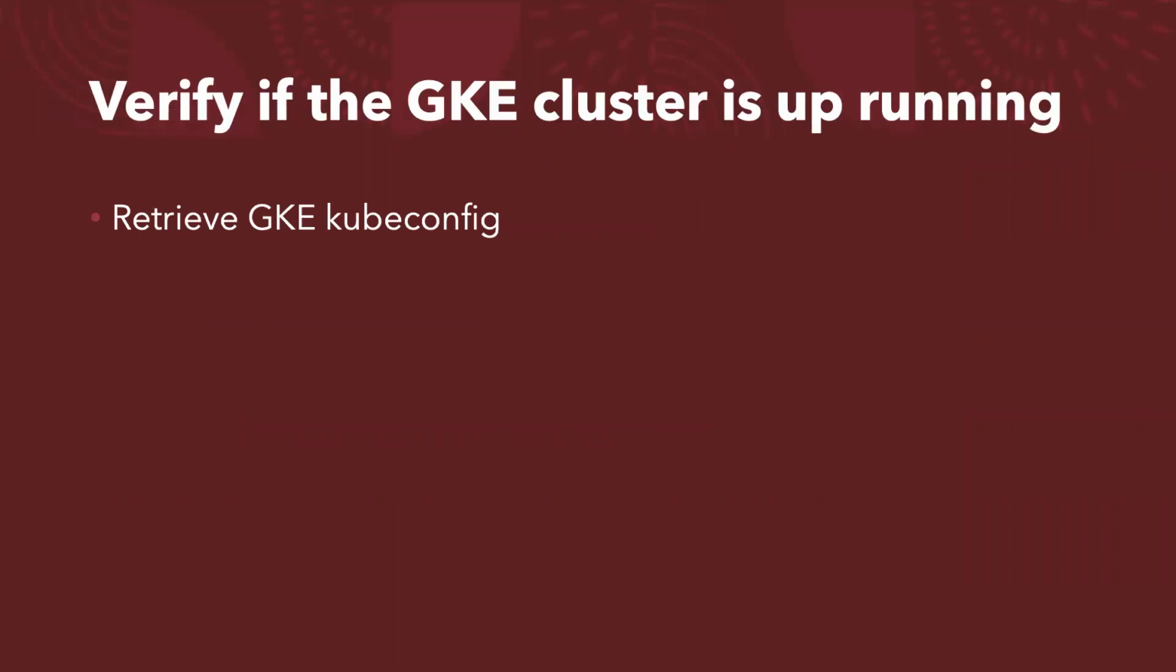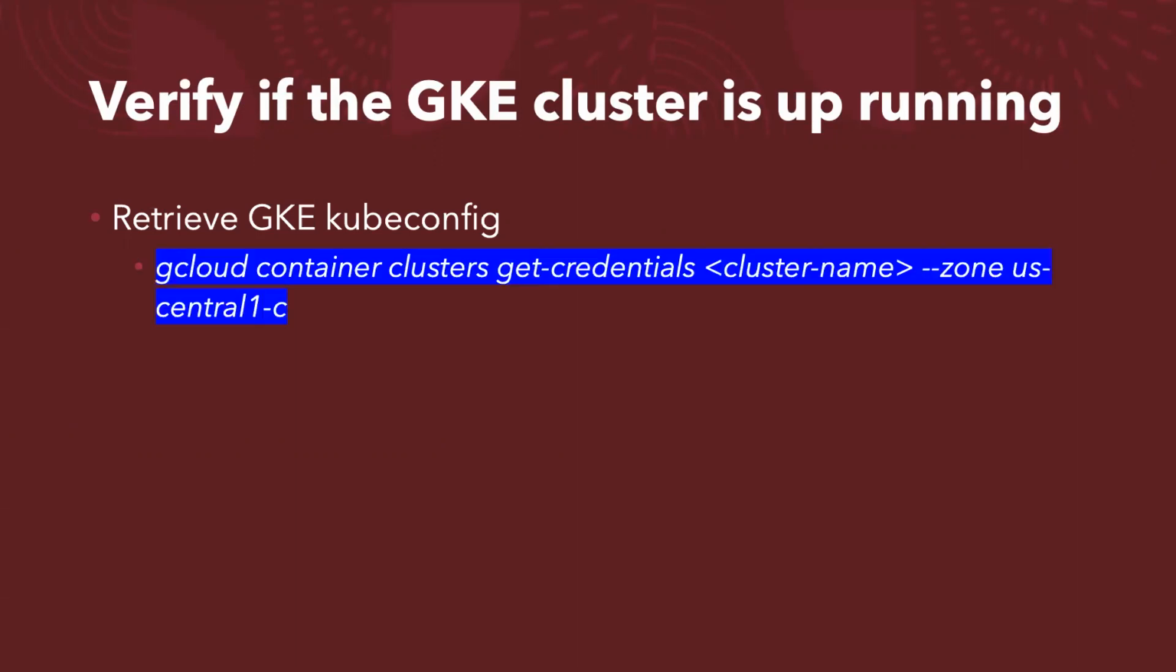First of all, from any command line, you need to retrieve the GKE kube config file. Here is the command to retrieve it. You run it from a terminal, or you can choose to run it from Google Cloud Shell. It's gcloud container clusters get-credentials, followed by your cluster name and your zone. Okay, so that's the command to retrieve the kube config.